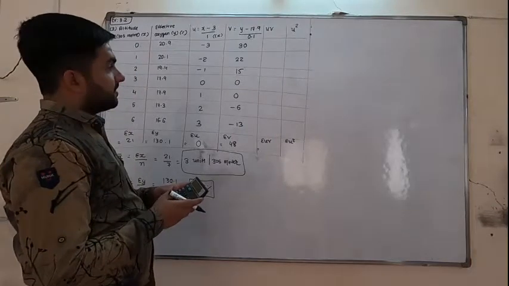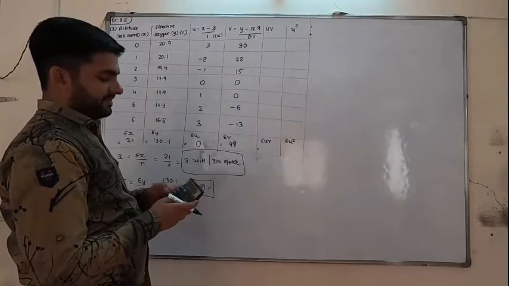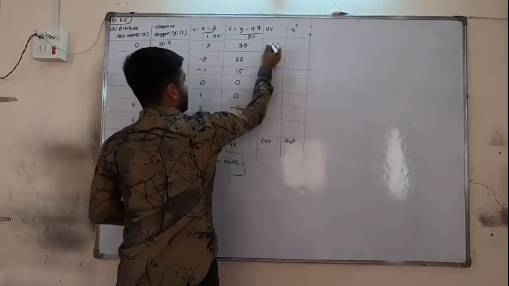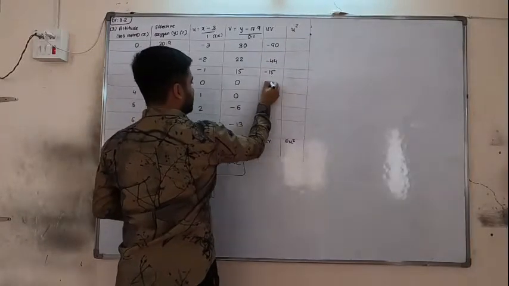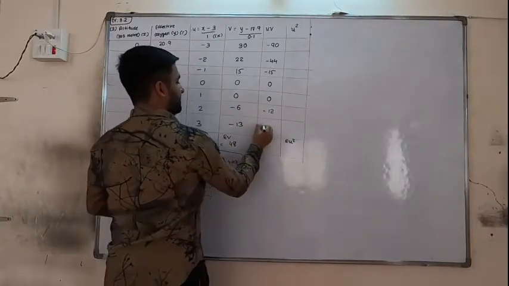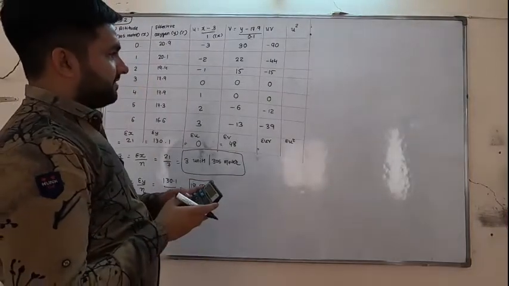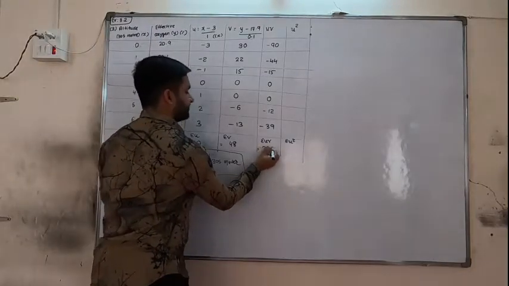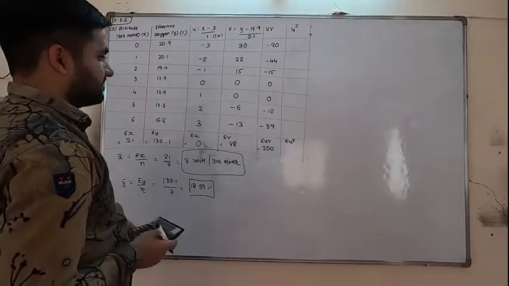Okay, check once. 30, 22, 15, minus 6, minus 13 is 48. Now UV: 3 3s are minus 9, 2 2s are minus 4, 1 ones are minus 1, 0 ones are 0, 0 ones are 0, 6 2s are 12, 13 3s are 39. So everything is in minus, so 9, 4, 1, 12, 39, it's 65. Everything is in minus, yes.